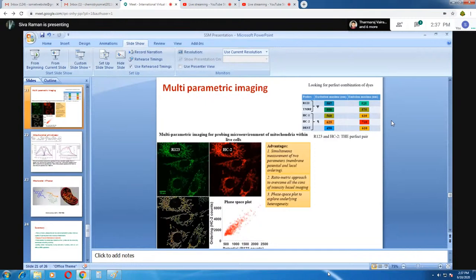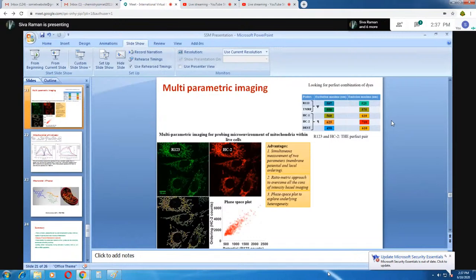HC2 can be excited at 625 to 710 nanometers. We chose two dyes from these partners. One is rhodamine 123 plus HC2, where HC2 is the N,N-dimethyl cinnamaldehyde attached merocyanine dye. We used these two dyes for probing microenvironmental changes inside the mitochondria in living cells.